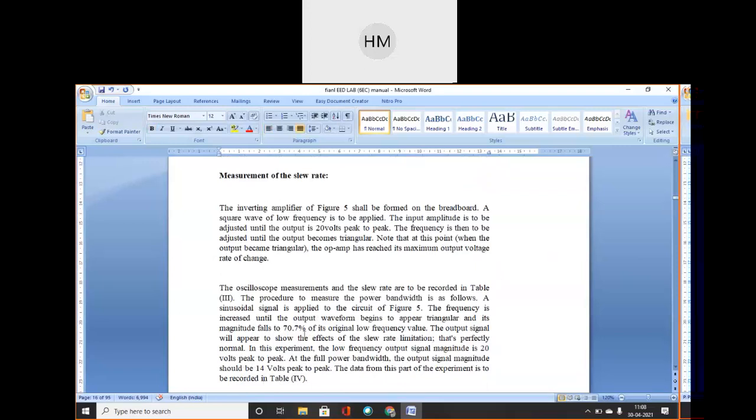The frequency is increased until the output wave appears triangular and its magnitude falls to 70% of its original low frequency value. The output signal will appear to show the effects of slew rate limitation. That's perfectly normal. In this experiment, the low frequency output signal magnitude is 20 volts peak to peak. At the full power bandwidth, the output signal magnitude should be 14 volts peak to peak. That I have told you. Generally, you will get 13 to 14 volts output.